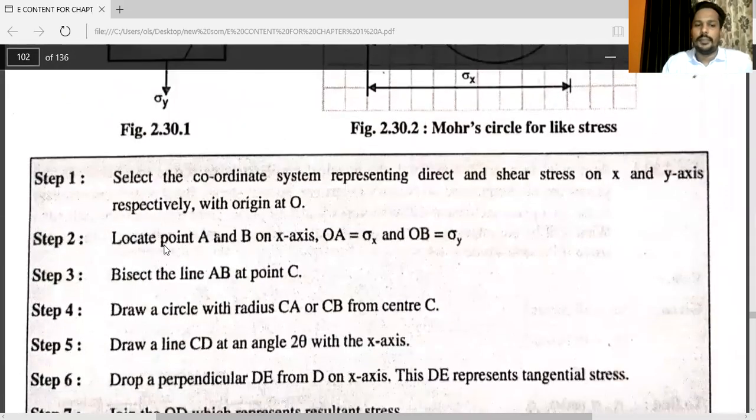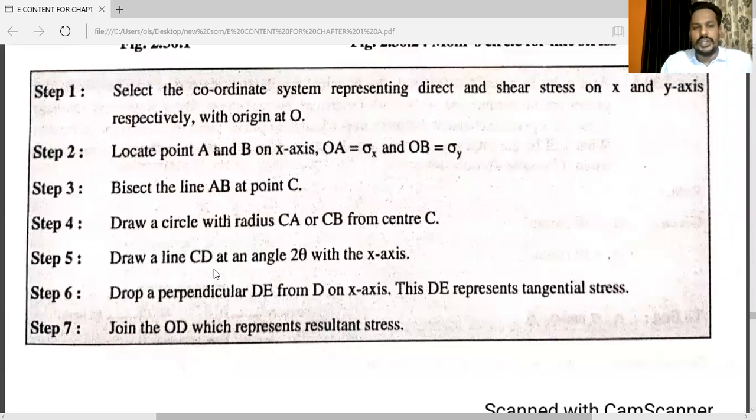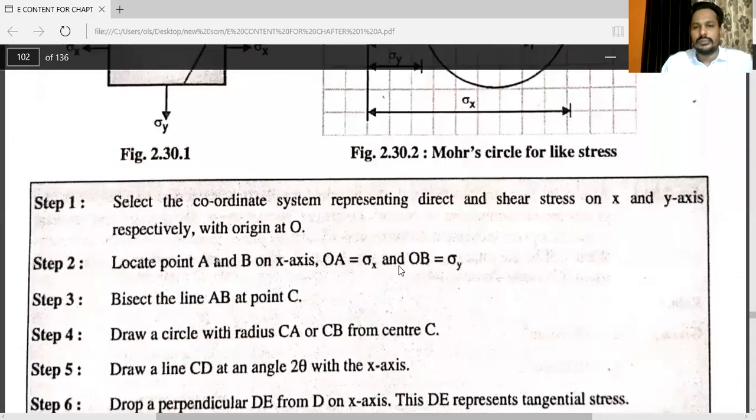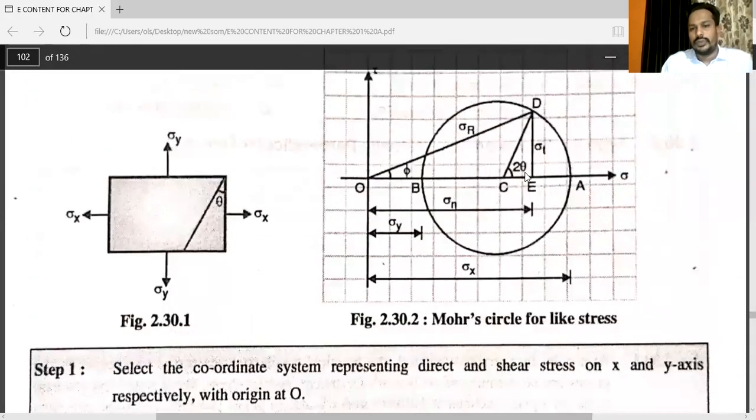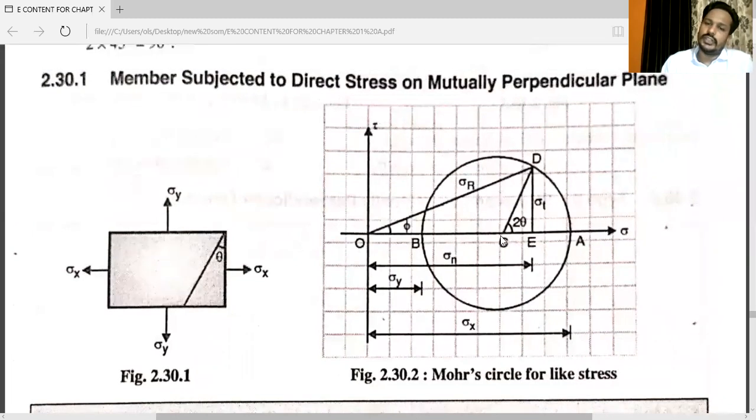Now the next step, fifth step: draw a line CD at an angle 2 theta with the axis. See, theta will be given to you. You have to draw 2 theta from C. The angle will be this, that is 2 theta. It will intersect the circle. That point is D. Now this one is your D point.